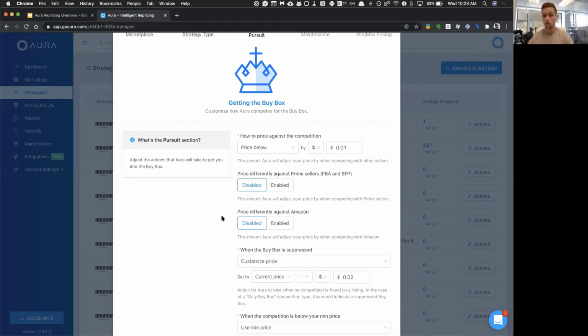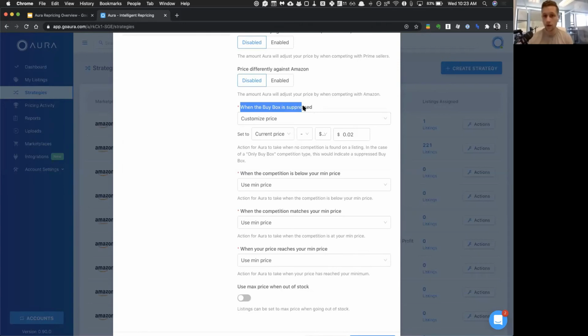So right now, we're not going to change anything. We're repricing below by a penny against the buy box. If we wanted to get a little more advanced and say, I want to treat merchant fulfilled differently, Prime sellers differently, and Amazon differently, we can do that. Don't over-engineer. Just make something that works for 80% of your inventory, nice and easy.